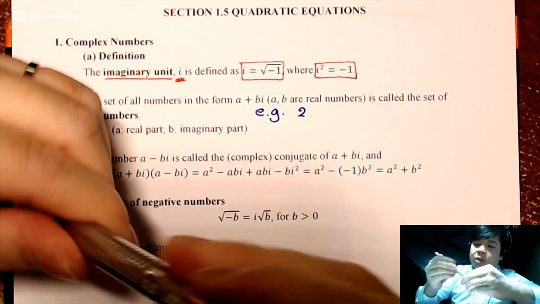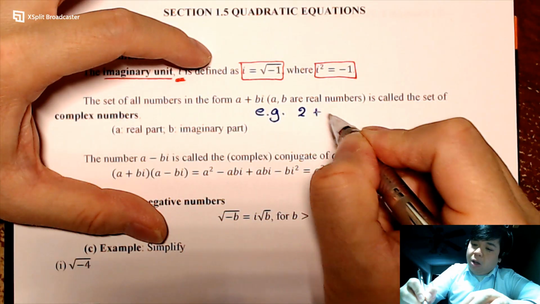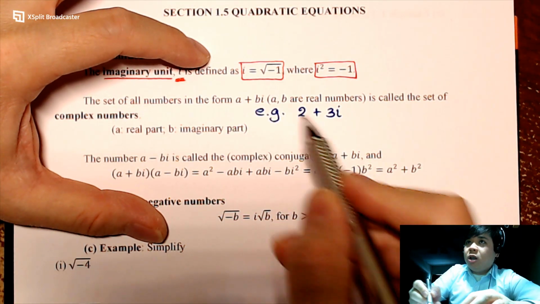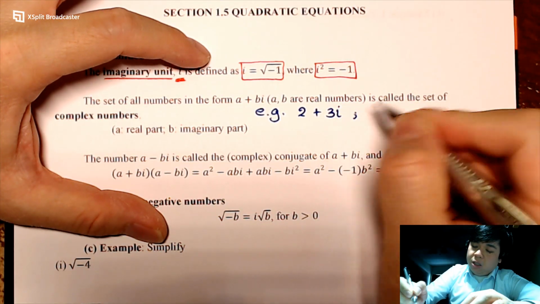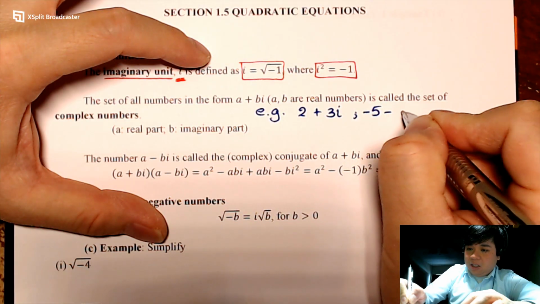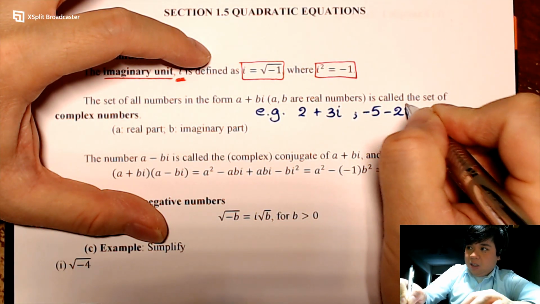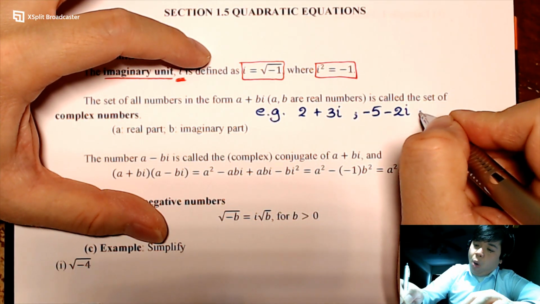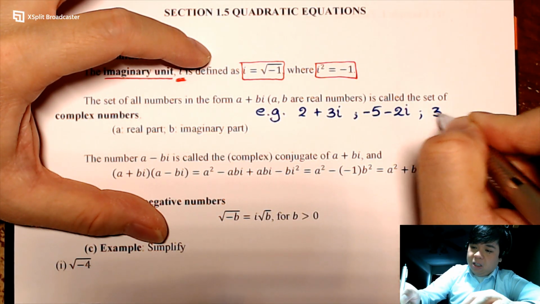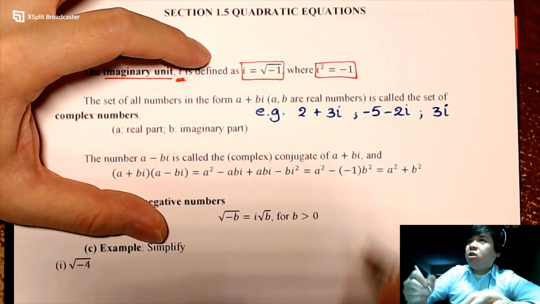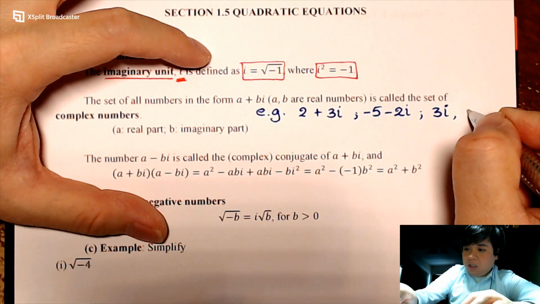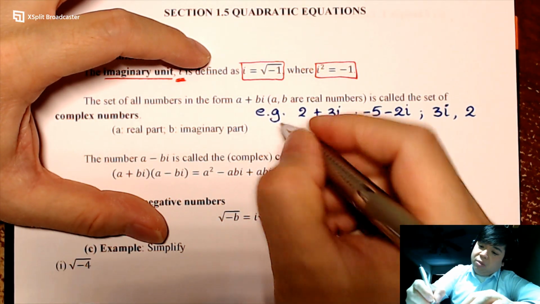2 plus 3i. So it has a real part and an imaginary part. The parts could be negative, or maybe it is purely imaginary, just having i in it, or maybe just real numbers. So all of these are complex numbers.